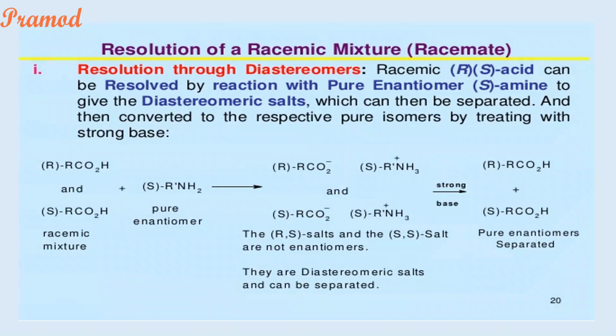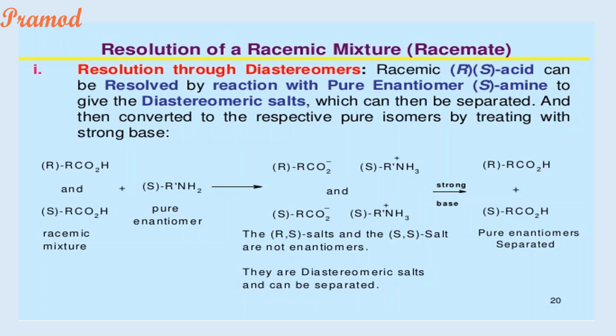Now let's go for an example. Let us take a racemic mixture of an acid. You treat it with a pure enantiomer, that is an amine. When you treat it with an amine, you get a diastereomeric salt. The amine reacts with your acid to form an amide. You get both of these.